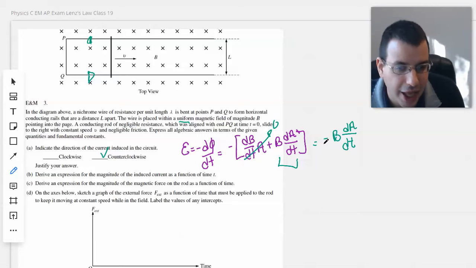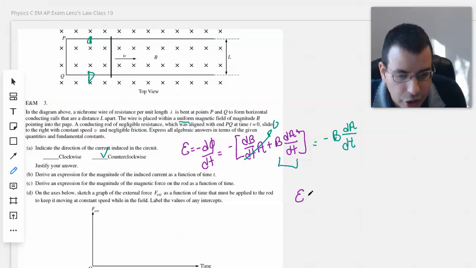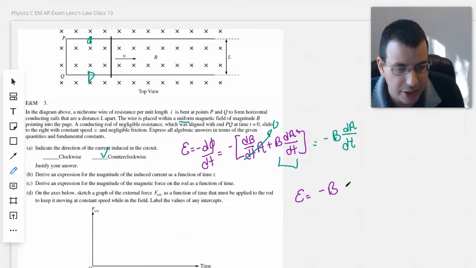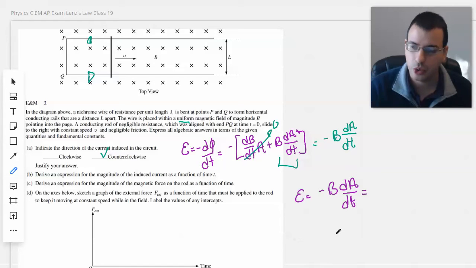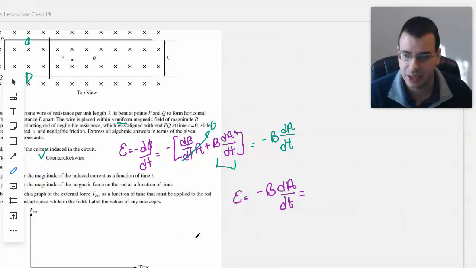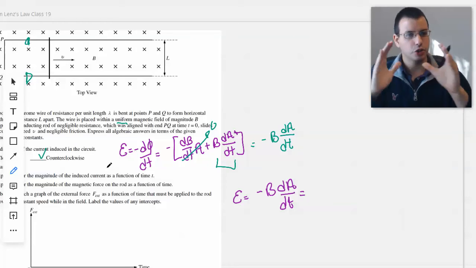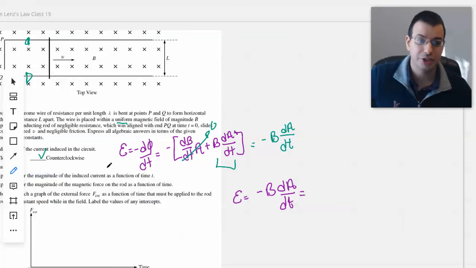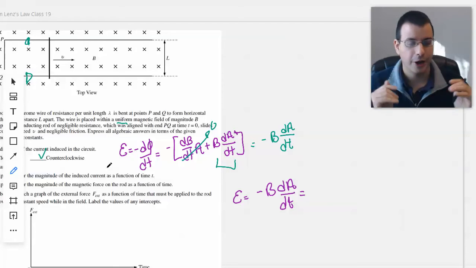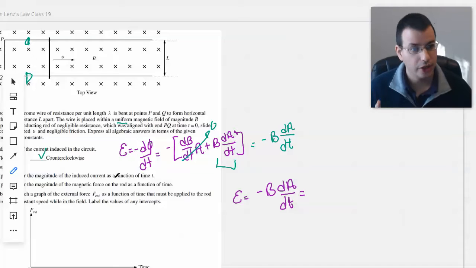Okay, so up to this point, negative B dA/dt, which equals, so we want to first find the induced EMF, the voltage, and then we will use that to find the current, which will be interesting because as the square gets bigger, the sides of the rectangle get bigger, and that will cause greater resistance.